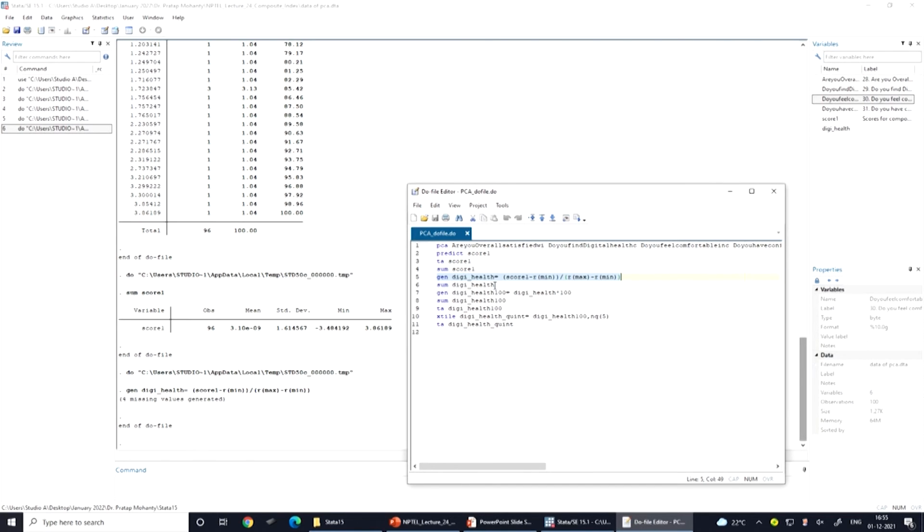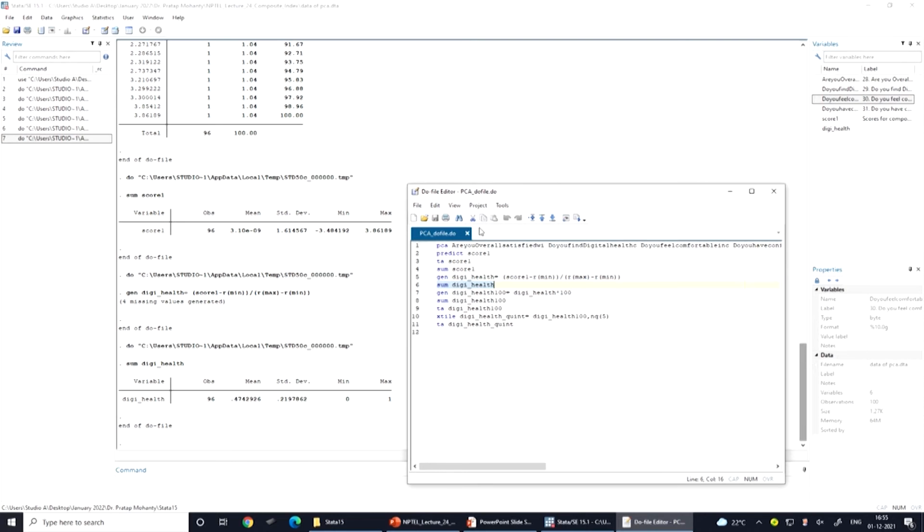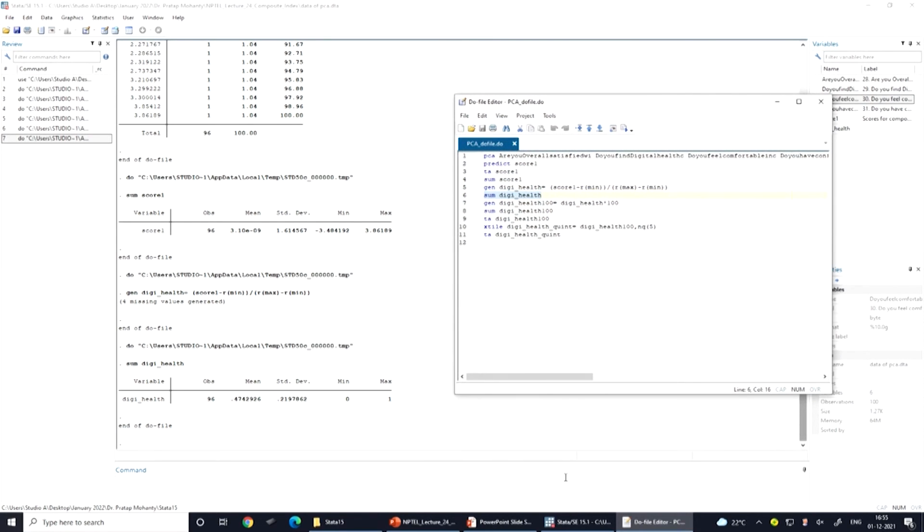Now again we are going to summarize the new variable we have defined as digital health, or in short DG health. Okay. In the summary, you can see the mean score related to perceptions, their standard deviation, and their minimum and maximum values. Now all the values have been considered between the range of 0 and 1.